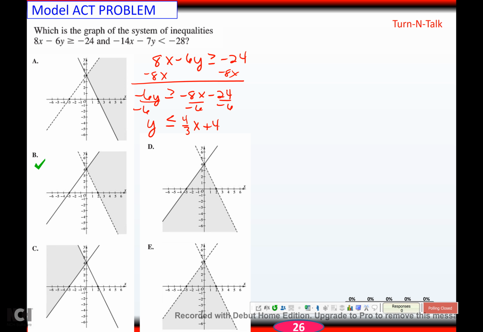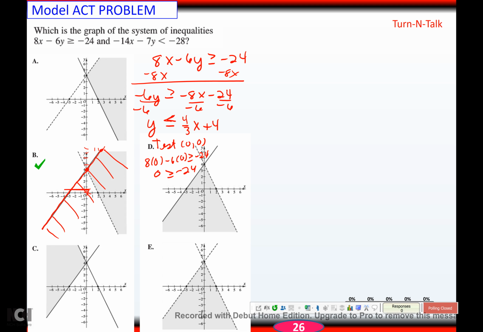So I'm going to start at 4, and I'm going to go up 4 and over 3. And the bar means I'm going to connect solid, and pointing at y means I'm going to shade below. Okay, yes, I should test a point. If I test (0, 0), I get 8 times 0 minus 6 times 0 greater than or equal to -24. 0 is greater than a negative, so that's true, so I shade where (0, 0) is.